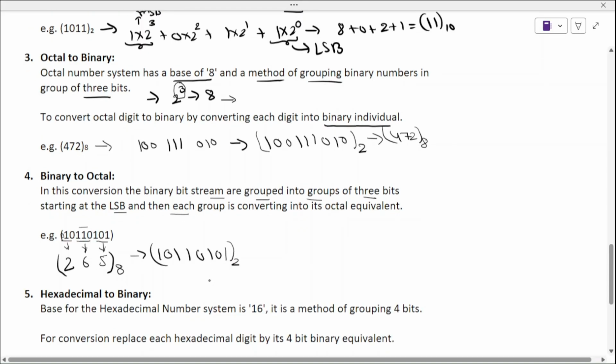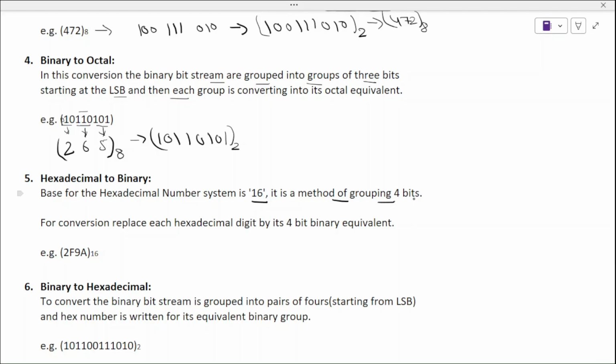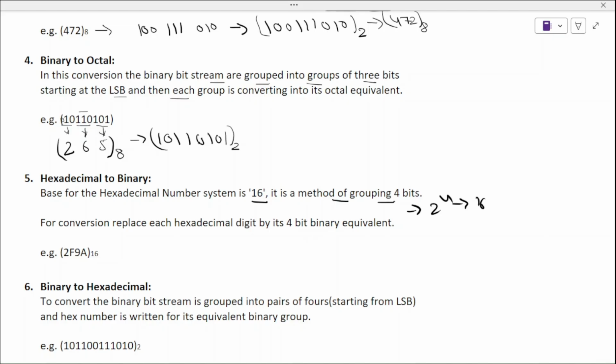So let's move further. Hexadecimal to binary. The base for the hexadecimal number system is 16. It is a method of grouping 4 bits. Why 4? Because 2 to the power 4 is 16. For conversion, replace each hexadecimal digit by its 4-bit binary equivalent. We do it in a similar way to octal to binary. In octal to binary we group 3 bits, but in hexadecimal to binary we group 4 bits.